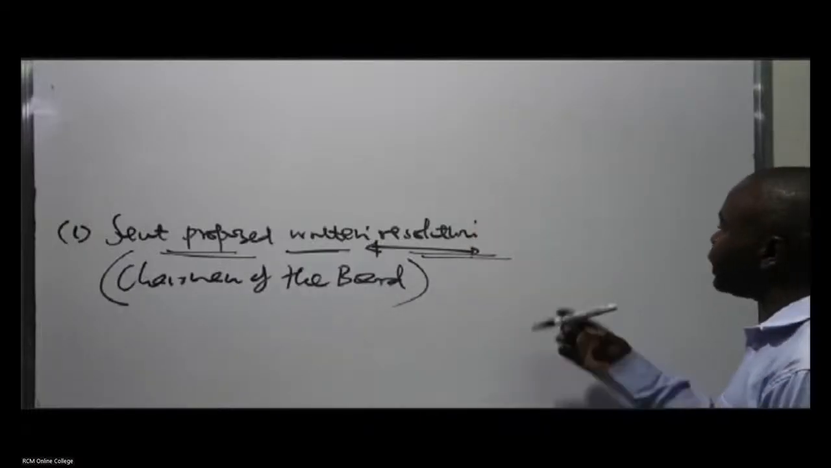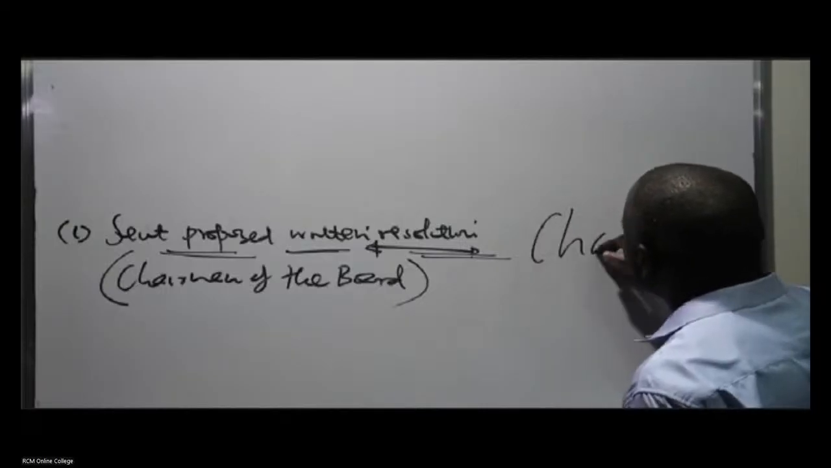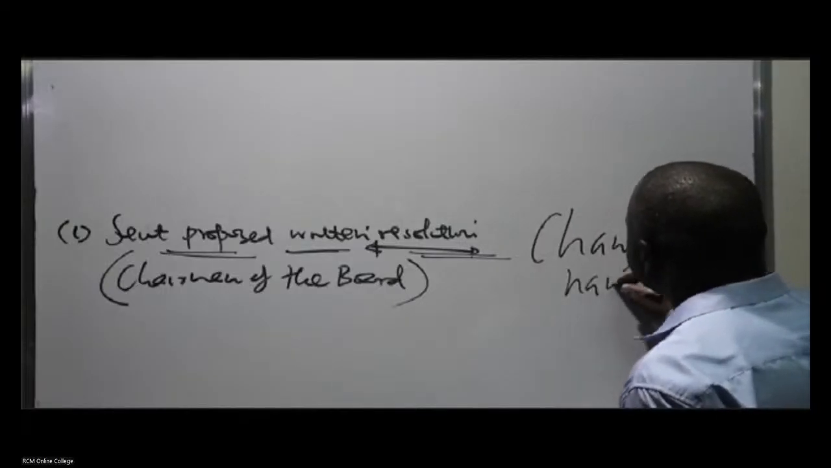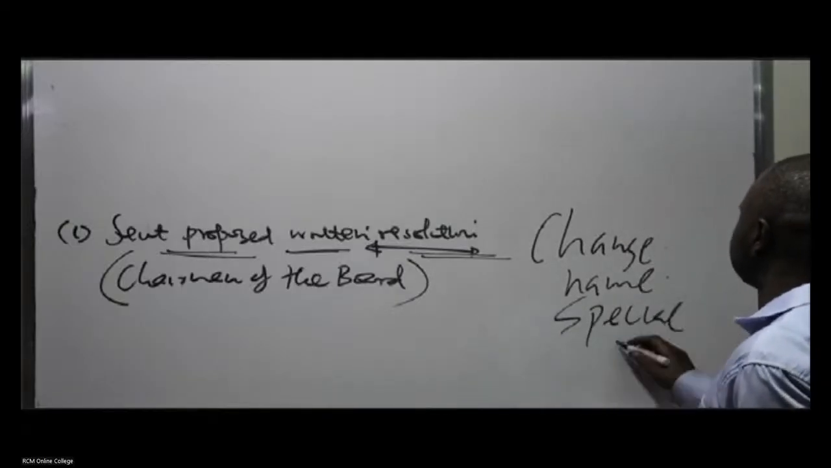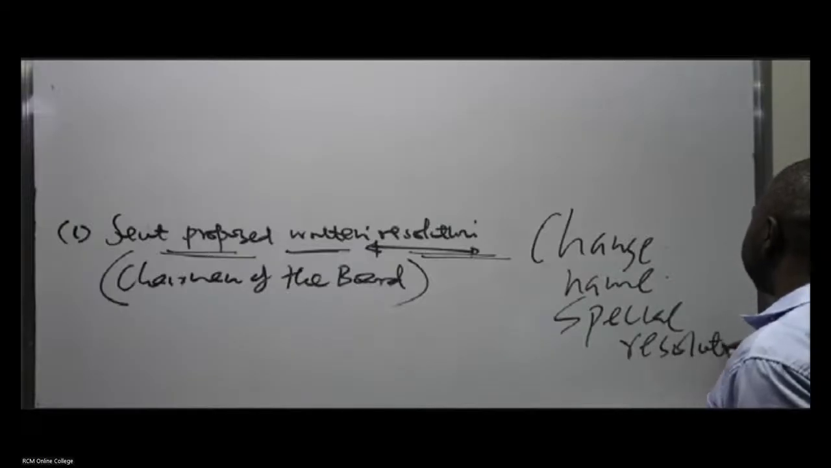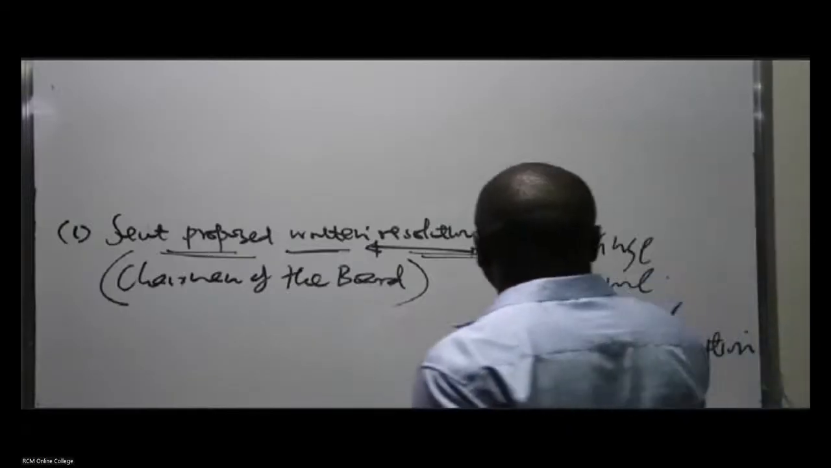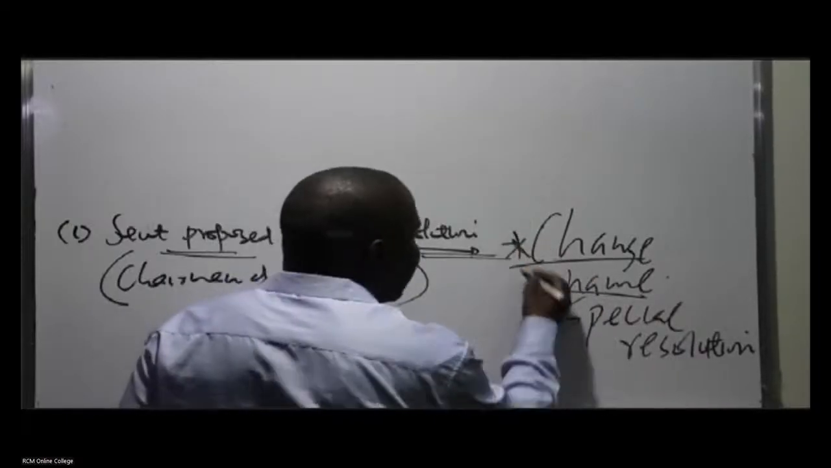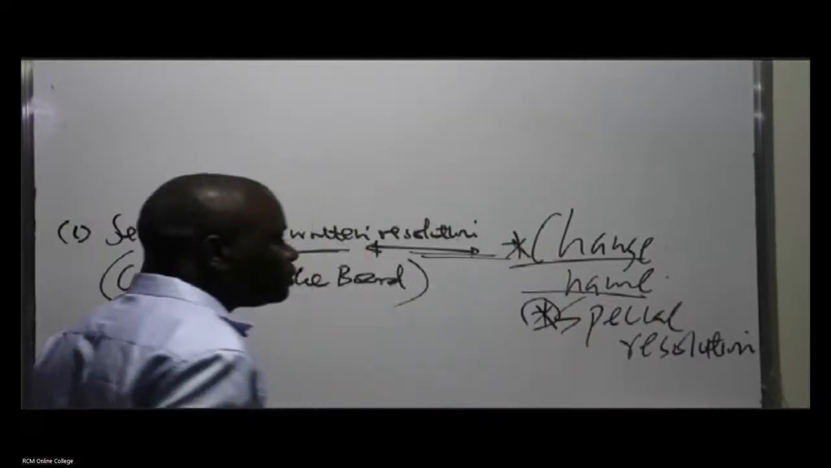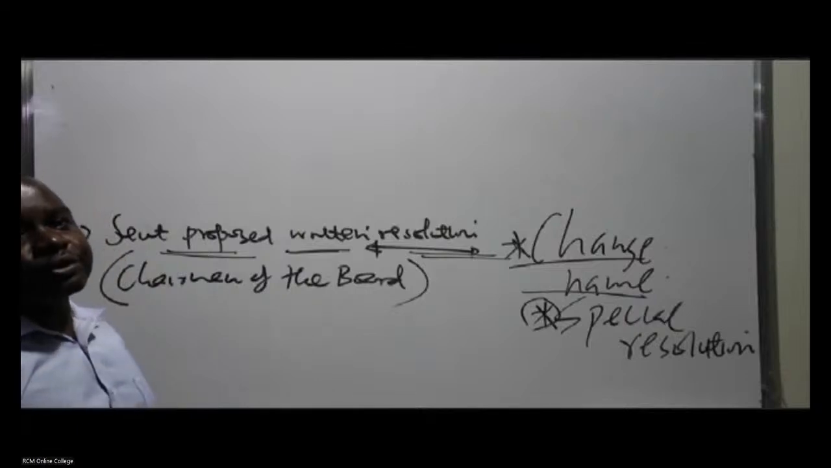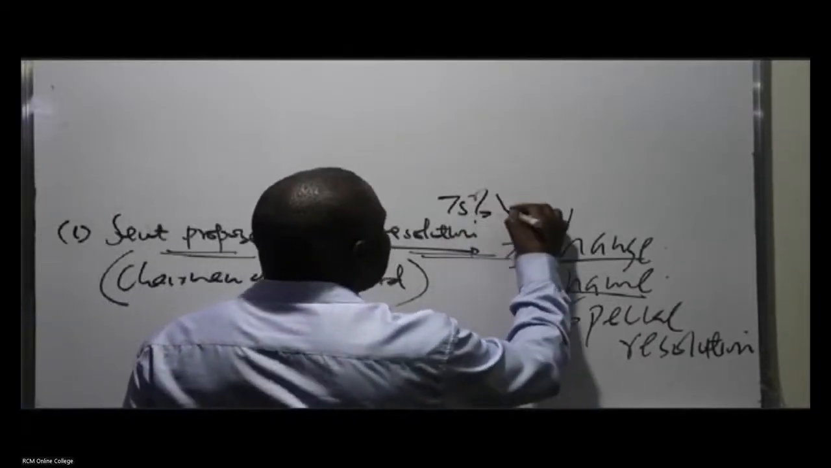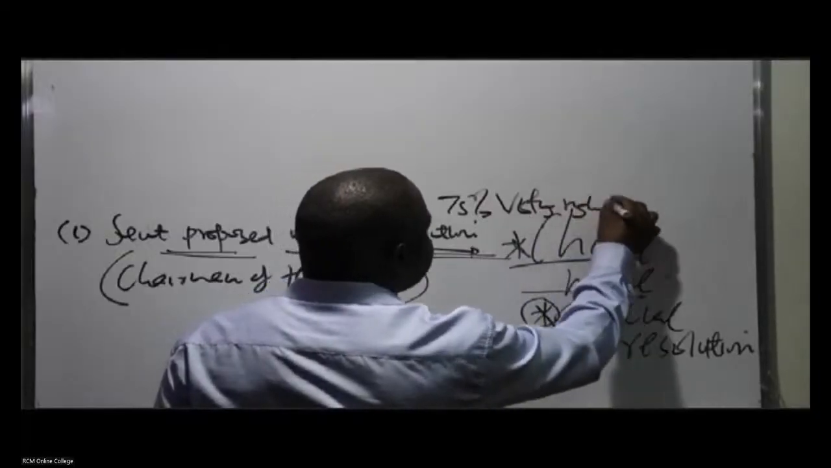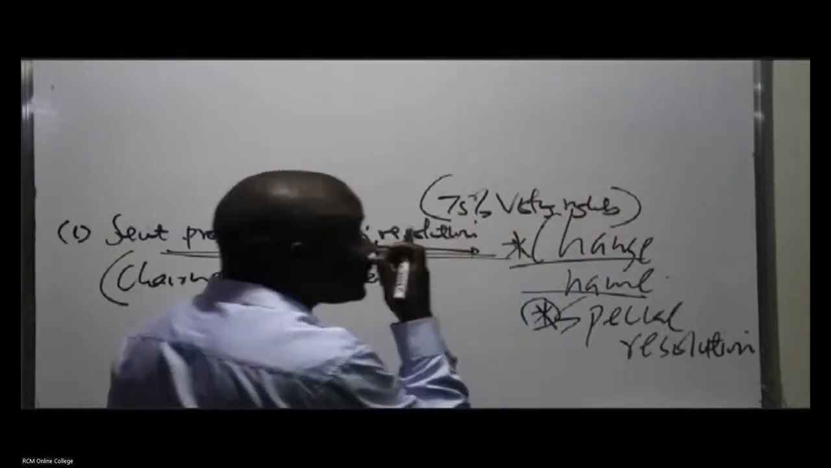Like we said when you talk about change of name. Bernadette, do you remember change of name? We say for change of name, you need what? A special resolution. Bernadette might have forgotten. Change of name requires a special resolution. These are resolutions that require what? A supermajority, more than 75% of the voting rights to approve.